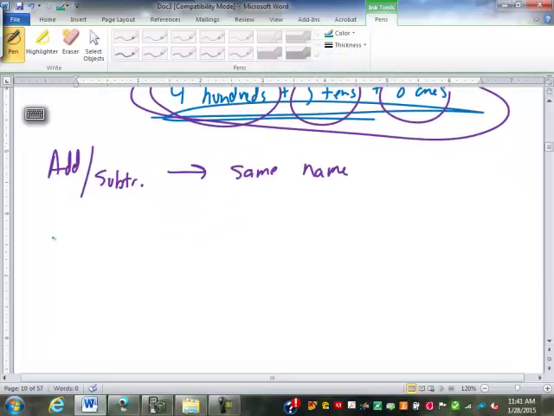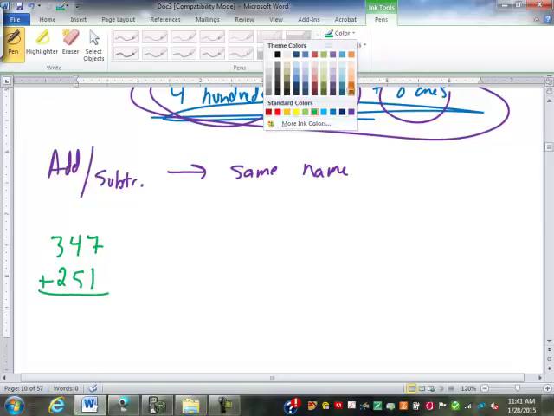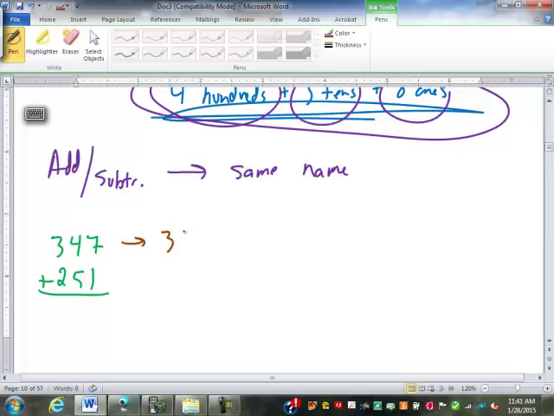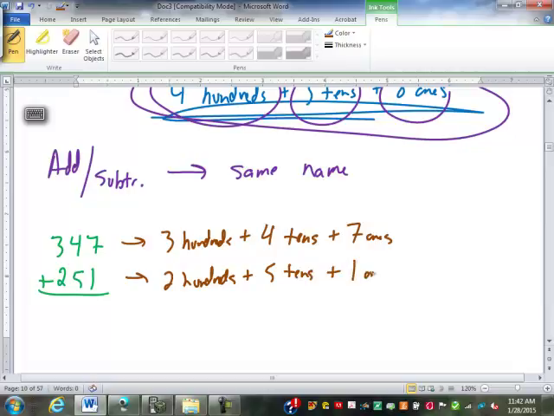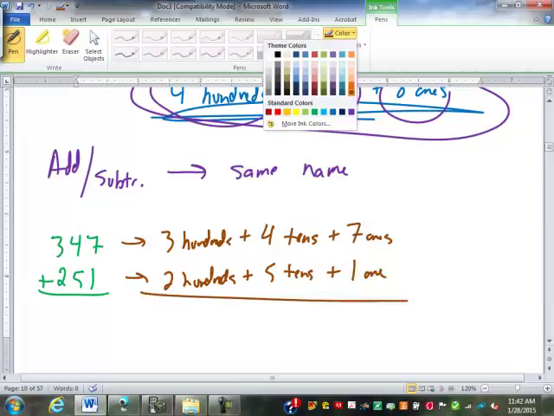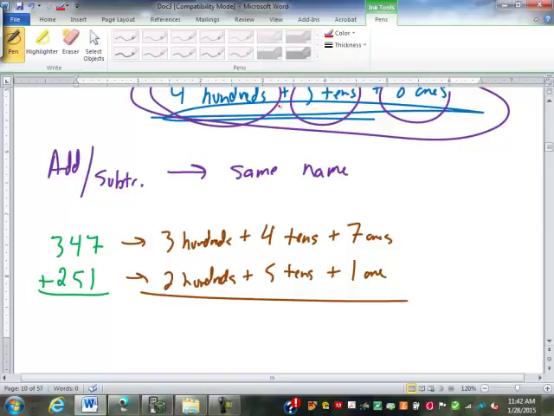So if I go to add 347 plus 251, if I write those out in their full form, 3 hundreds plus 4 tens plus 7 ones, and 2 hundreds plus 5 tens and 1 one, we said you can only combine things that have the same name.